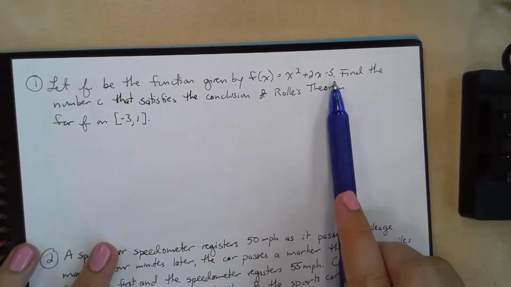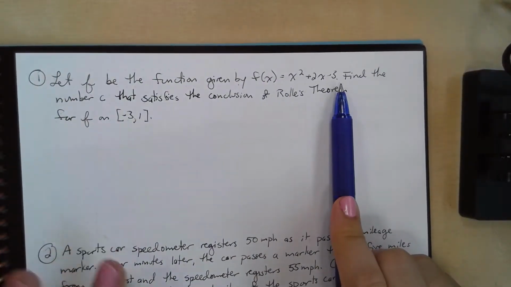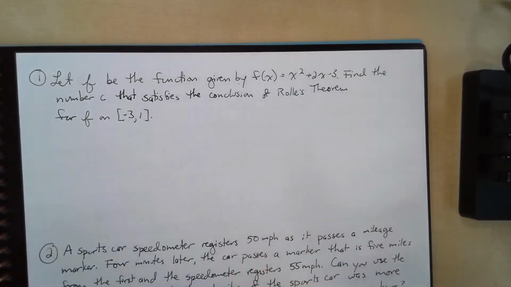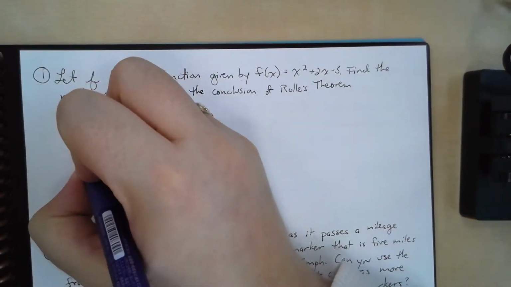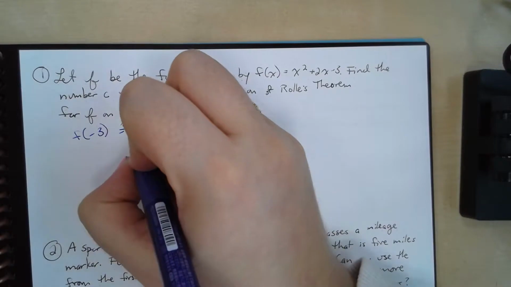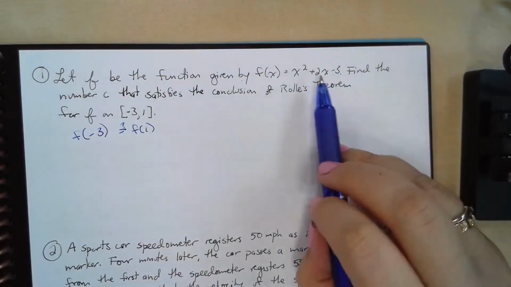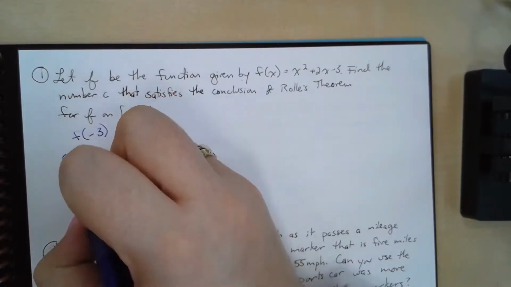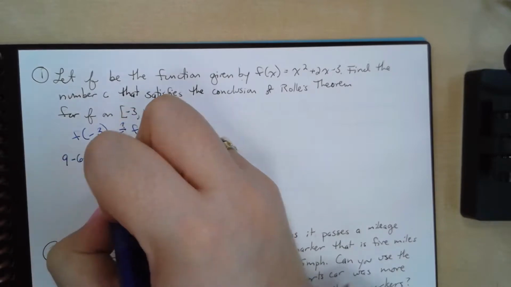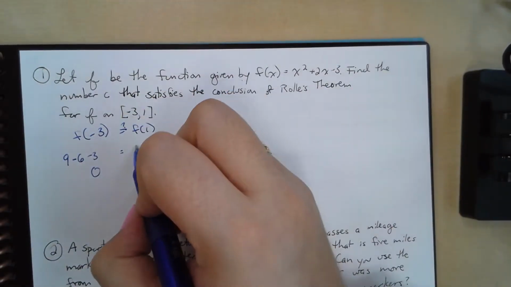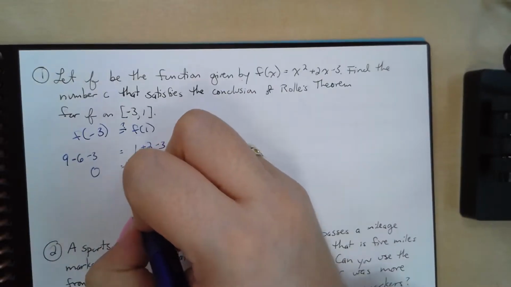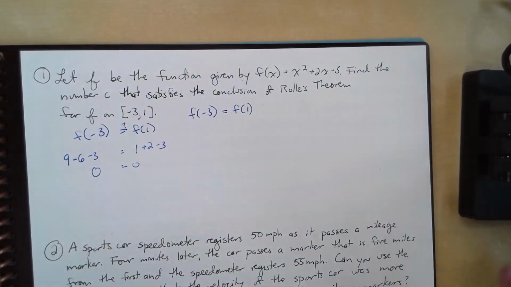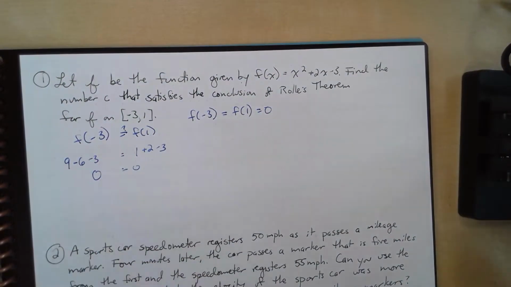So is this function continuous? Well, it's just a parabola, so yes, that's continuous. And is it differentiable? Yes, that's differentiable. Okay, those first two things are satisfied. Then we have to determine, is f of negative 3 equal to f of 1? Well, f of negative 3 is going to be 9 minus 6 minus 3, which equals 3 minus 3, which is 0. And f of 1 is going to be 1 plus 2 minus 3, which equals 0. So f of negative 3 is equal to f of 1. They both equal 0. Great, we know that that works.